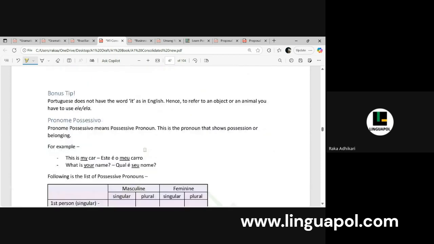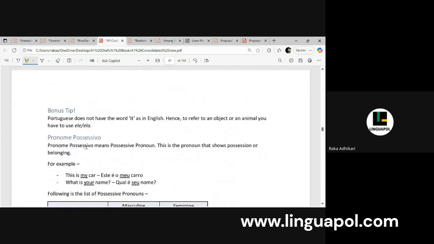Então, segundo tópico é pronome possessivo. Possessive pronoun. Possessive pronouns talk about possession, belonging, relationship. Por exemplo, se vamos falar que esta é a minha irmã. This is my sister. So the word my represents a relationship or a belonging. So that word is called a possessive pronoun.